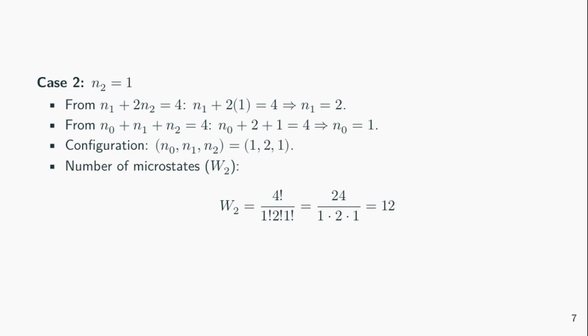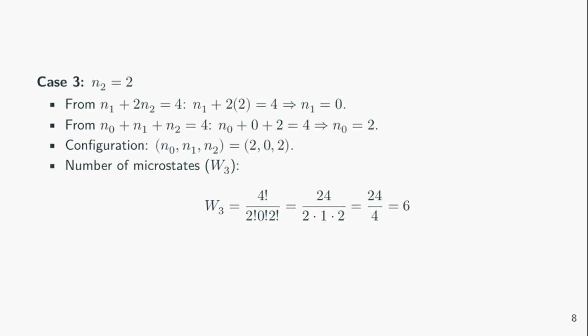Okay, moving on to case 2 where n2 equals 1. From the energy equation, n1 plus 2 times 1 equals 4. So n1 plus 2 equals 4, which means n1 equals 2. Now using the particle conservation equation, n0 plus n1 plus n2 equals 4. Substituting, n0 plus 2 plus 1 equals 4. So n0 plus 3 equals 4, meaning n0 must be 1. Our second valid configuration, n0, n1, n2, is 1, 2, 1. Let's calculate the microstates for this configuration, W2. W2 equals 4 factorial divided by 1 factorial times 2 factorial times 1 factorial. That's 24 divided by 1 times 2 times 1, which is 24 divided by 2. So W2 equals 12.